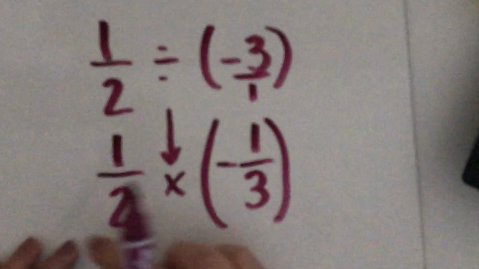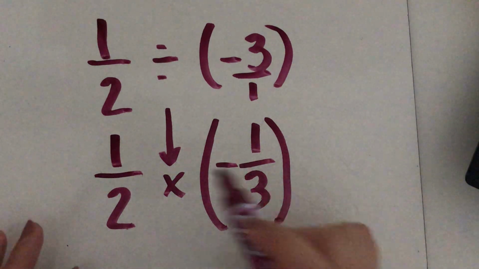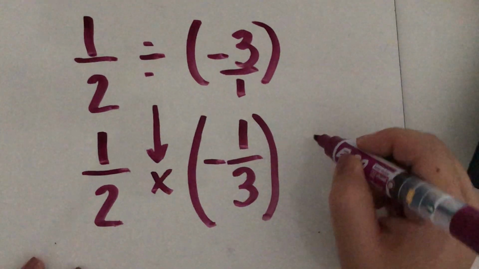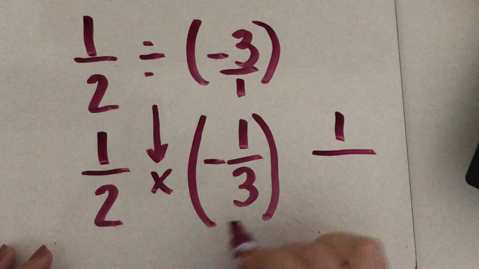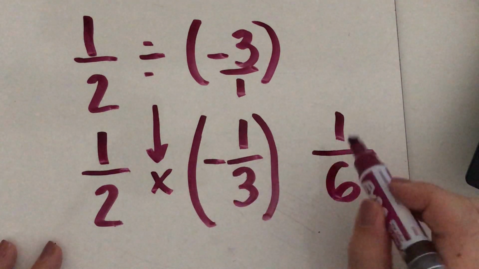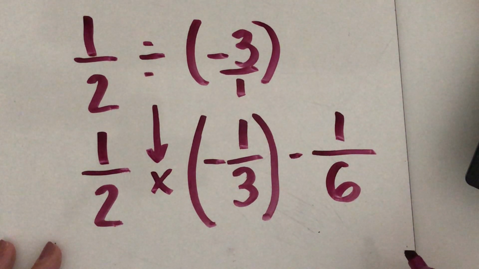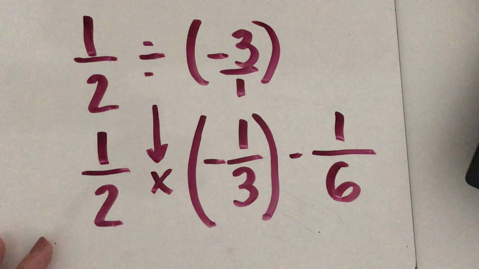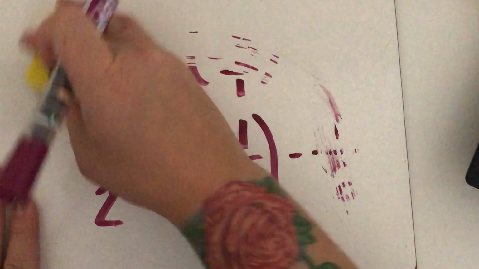Now I'm going to follow my multiplication rules, and I'm going to multiply straight across. So I have 1 times 1, which gives me 1. 2 times 3 is going to give me 6. And I have to remember that my answer is going to be negative 1/6. Okay? Now, let's do an example where we're dividing decimals.